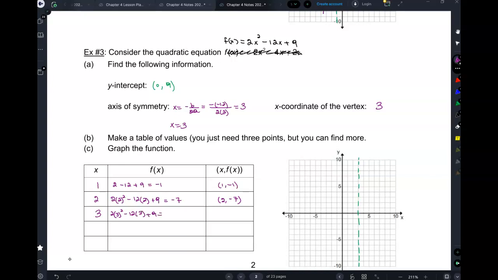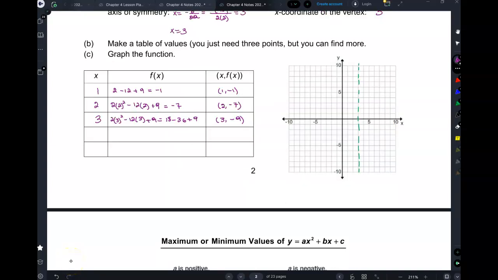Okay, good. Use your calculators, please. So when I plug those in, it'll be here, 3 comma negative 9, and then it's negative 7, and then it's negative 1, and I mirror them here, and that's the parabola that I get.